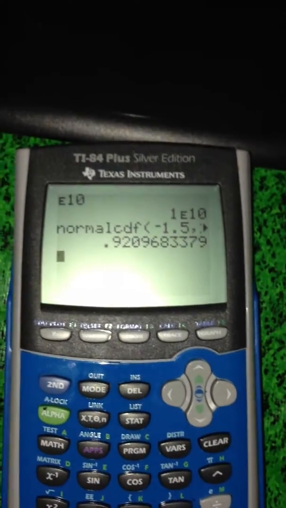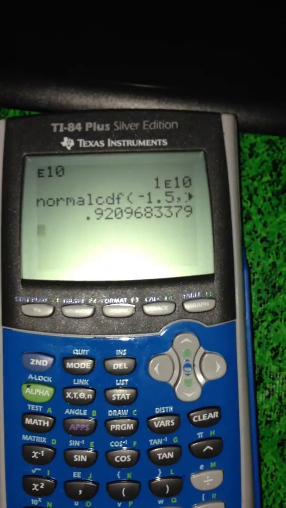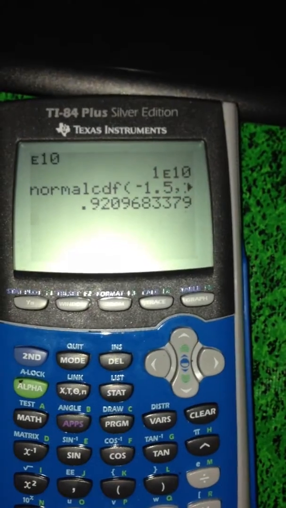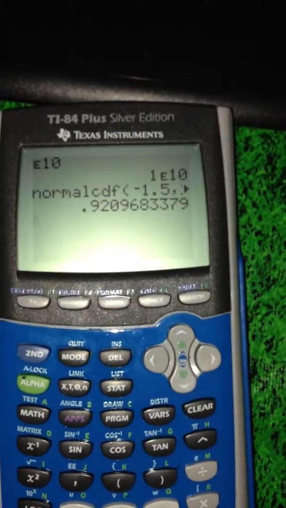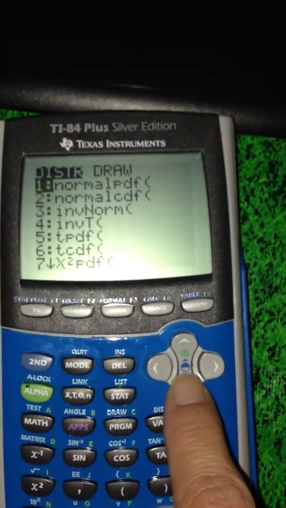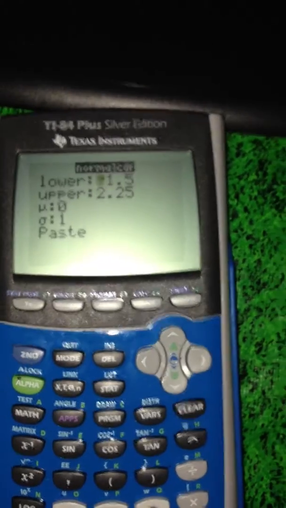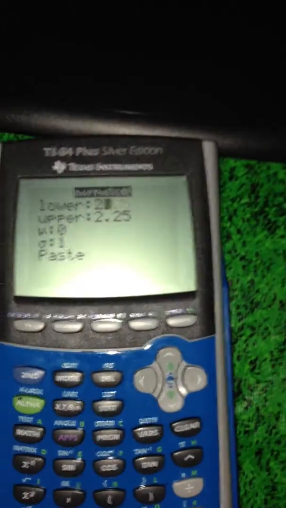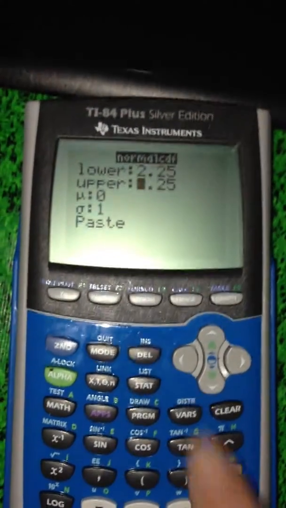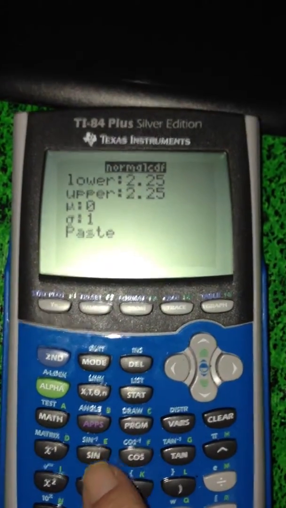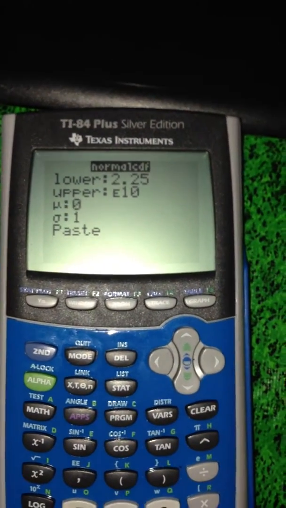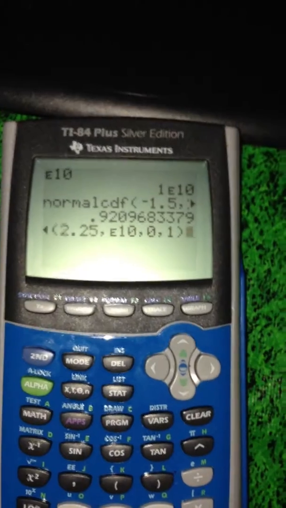So now the next value that we calculated in our last example was the probability of being greater than 2%. When we were going greater than 2%, you're starting at a value and you're going off to infinity. So for that, I'm going to do second function, and my distributions. I'm going to go to my normal CDF, and this time I'm going to start at the 2.25. So that's my left endpoint, and my right endpoint is positive infinity. So I'm going to do second function, and then my comma key to get to the e, and then 10, because that's a really big number, and then a 0, and then a 1, and then I'm going to paste it, and there I go.